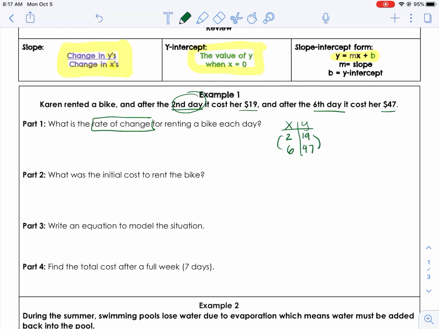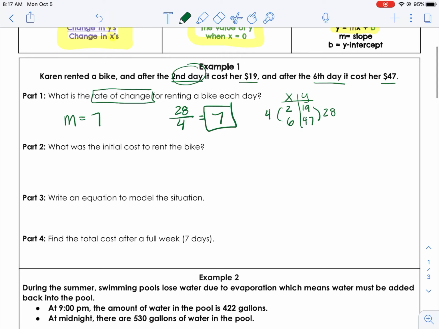So for change in y, we're going to do 47 minus 19, which is 28. And then for change in x, we're going to do 6 minus 2, which is 4. So remember that change in y goes on top, change in x goes on the bottom, and that is going to simplify to 7. So that means our slope is going to be 7.